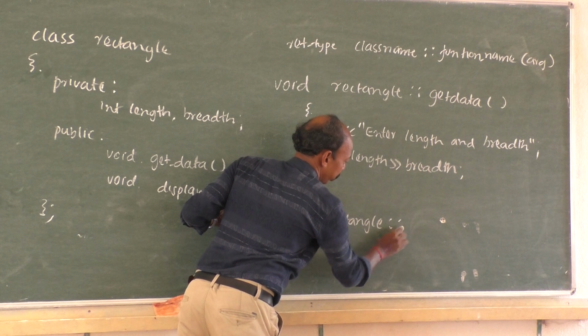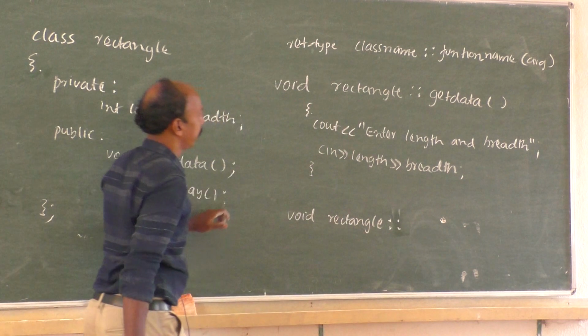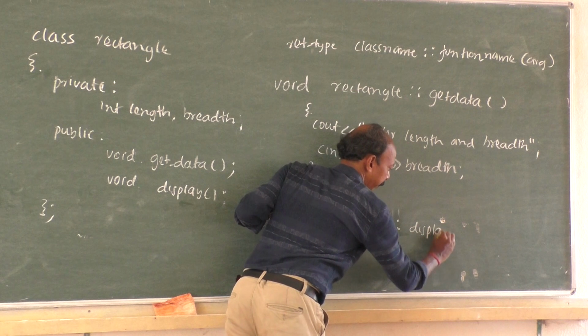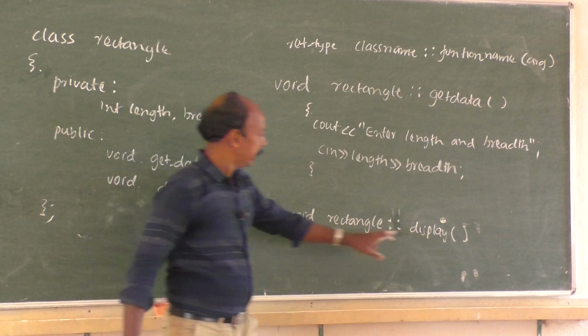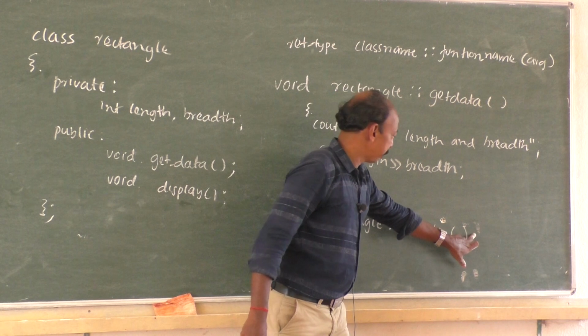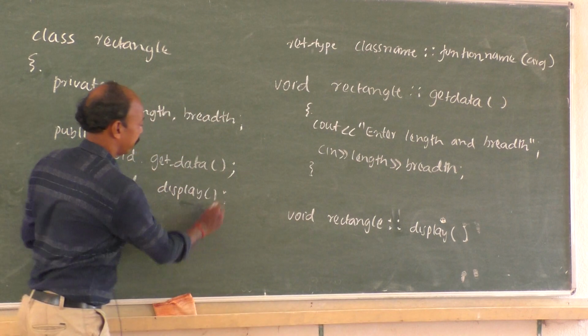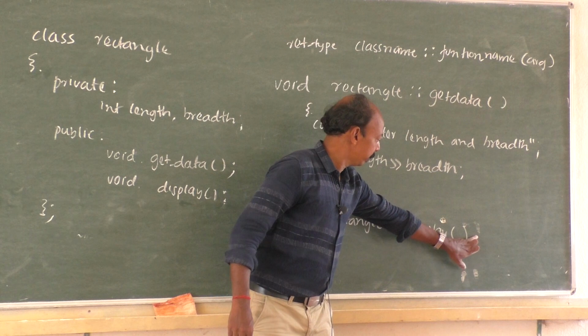then scope resolution operator, colon, one more colon, then the function name display, then the brackets. Remember, there is no semicolon here. Semicolon will be written only when we are going to declare the functions, and here we are going to define the function, so there is no semicolon.